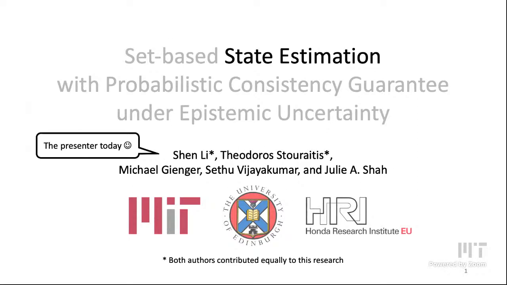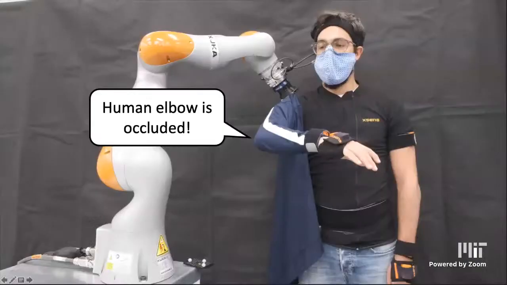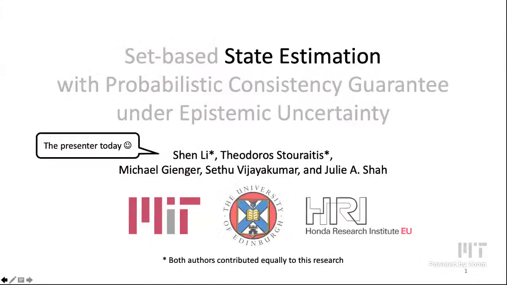Good. Hello, everyone. Today I'm presenting a state estimation algorithm. We're considering this running example where we want the robot to dress the person with a sleeved jacket. With the sleeve, human elbow position is occluded, but human elbow position is critical for the robot to do decision making. So in this work, we want to develop a state estimator that can estimate the human elbow position.